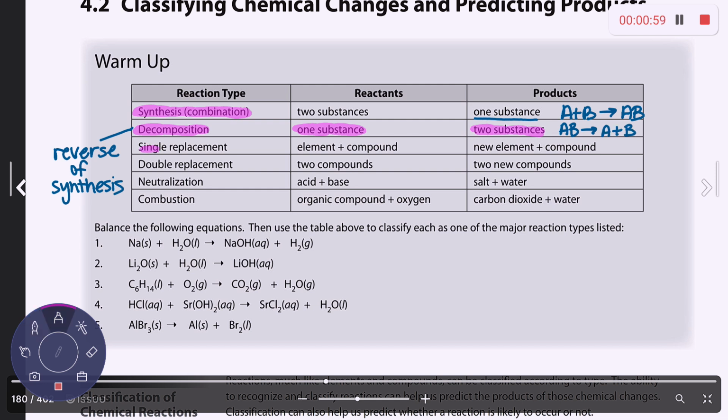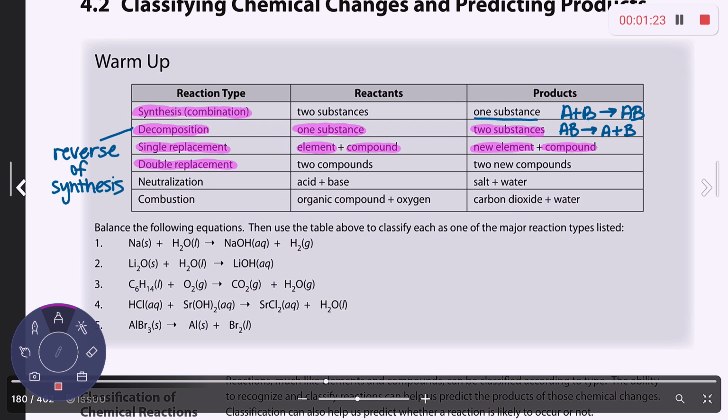Okay, single replacement reactions are where you have one element combining with a compound, and the element will either be a metal or a non-metal, and if it is a metal, it will replace the metal in the compound, and then you'll kick out a different element, and then you'll form another compound. I will go over this in more detail when we get to that section.